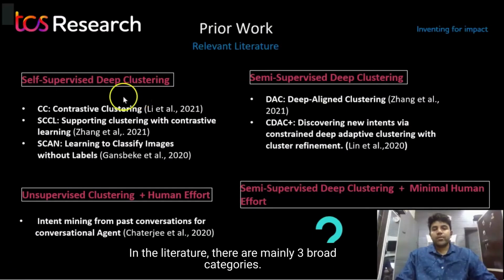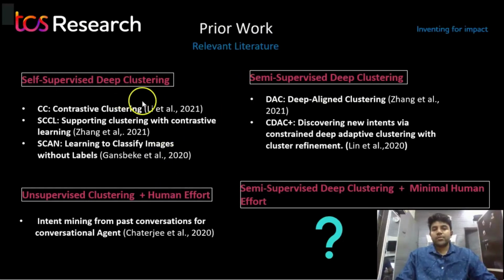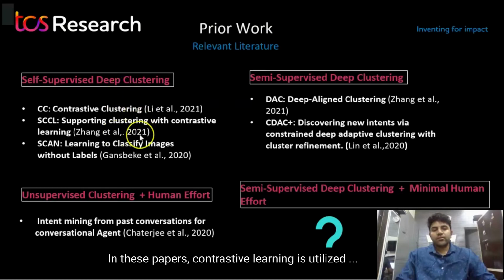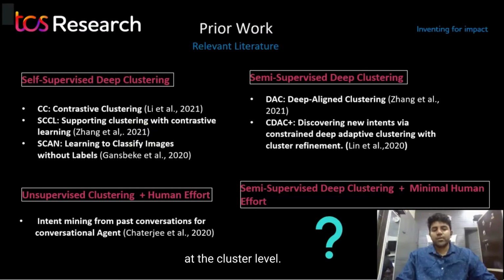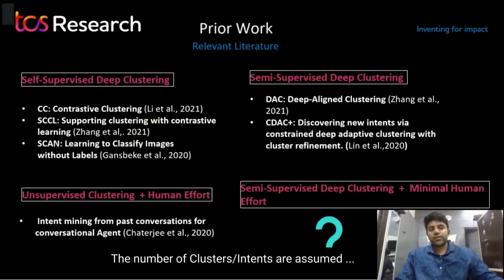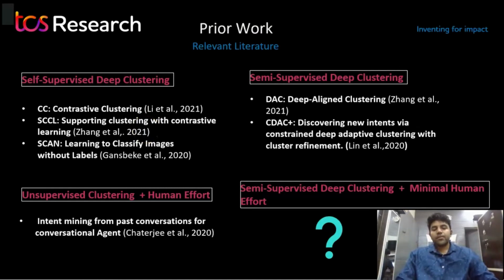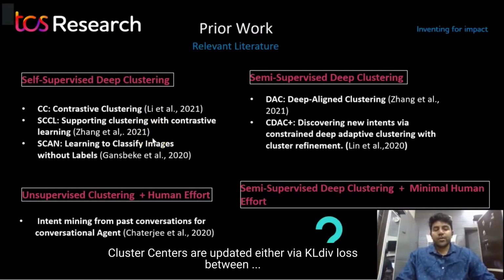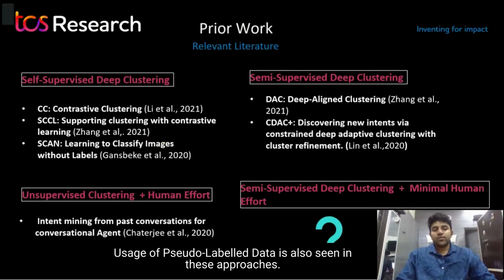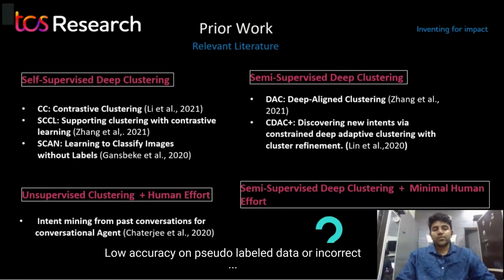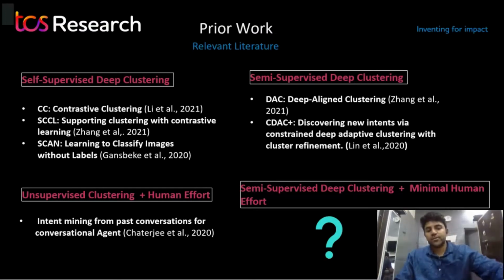In the literature, there are mainly three broad categories. First is self-supervised deep clustering. In these papers, contrastive learning is utilized to update representations either at the instance level or at the cluster level. The number of clusters or intents is assumed to be known a priori. Cluster centers are updated either via KL divergence loss between auxiliary and target distribution over intents or contrastive loss at the cluster level. Usage of pseudo-labeled data is also seen in these approaches. Low accuracy on pseudo-labeled data or an incorrect auxiliary target distribution may lead to cluster degeneracy.